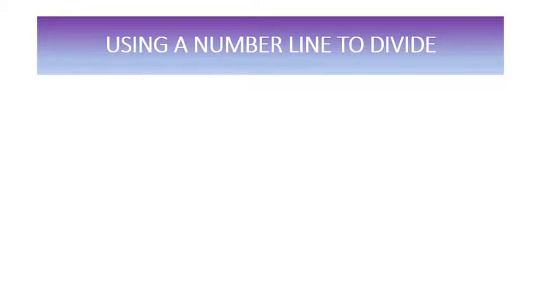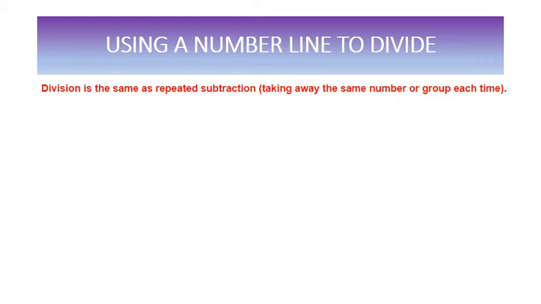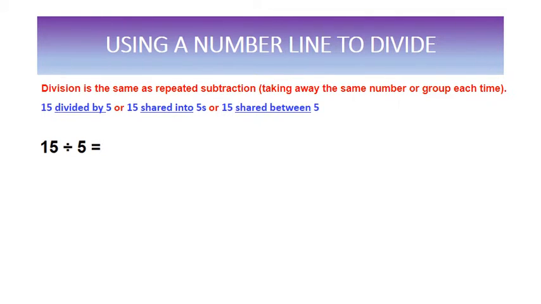and this is where the concept of division being the same as repeated subtraction comes in. In other words, taking away the same number or group each time. So here's an example. Now the thing I always think makes division difficult is the fact that we can read division calculations in different ways, and it will depend on the question which way we read it. So if we look at this one, we could read this as 15 divided by 5, or 15 shared into 5s, in other words, groups of 5, or 15 shared between 5.